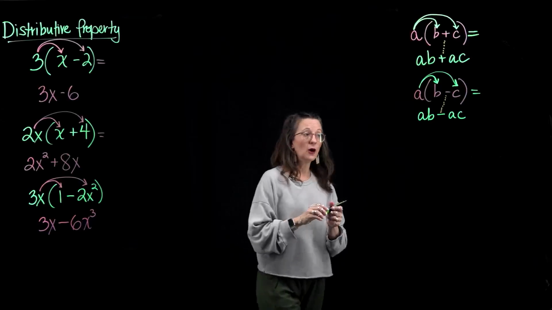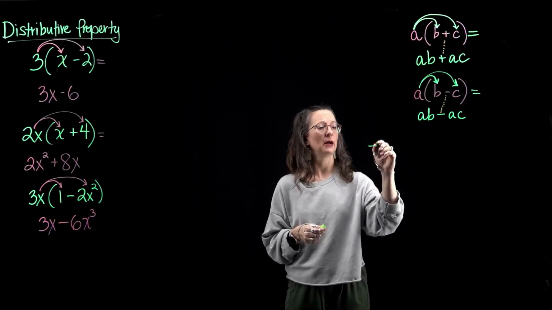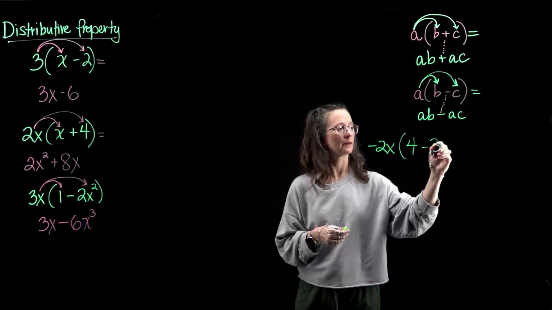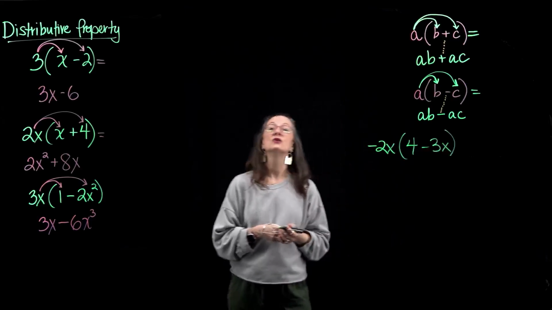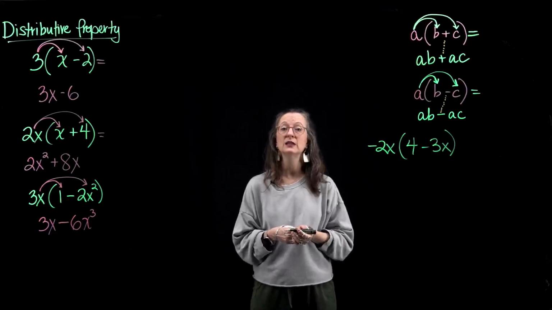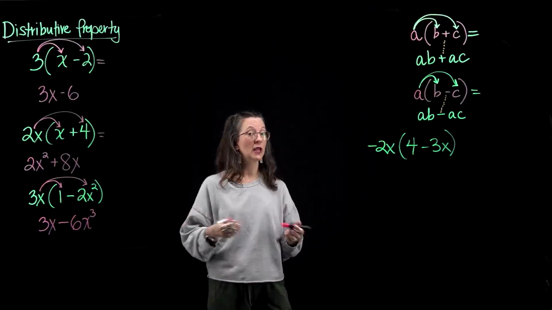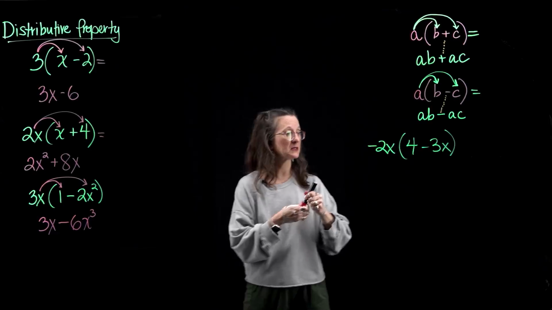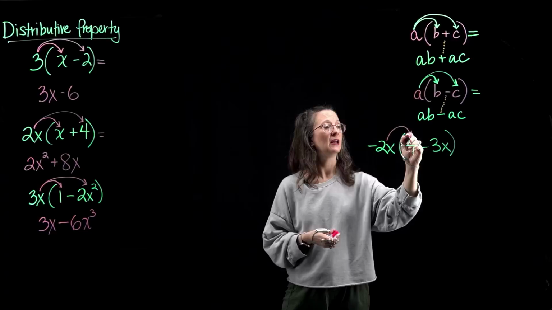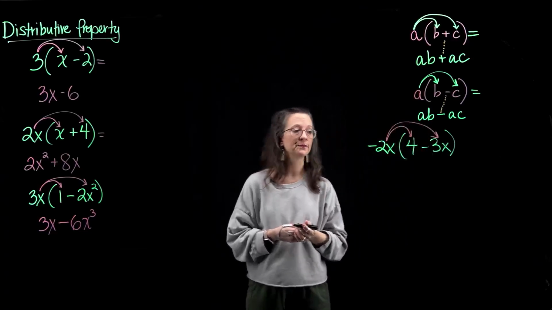Now the number on the front can also be negative. So let's look at an example of how that might work. So let's say I had negative 2x times parentheses 4 minus 3x. We're going to use the same rule, step by step. Just be mindful that we have a negative out front. And boy, anytime we have a negative, we just want to be more careful.